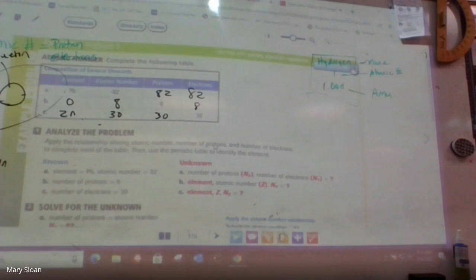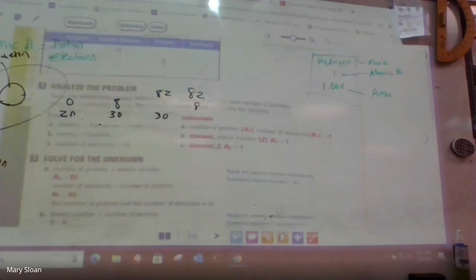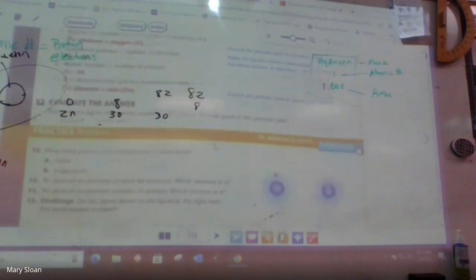I'm going to give you a couple minutes to write that down. So here's what I want you to understand. The atomic number, protons, and electrons are all the same number in an ideal atom. So if you have either the protons, or the electrons, or the atomic number, you can find it on the periodic table. Is everybody good? So that's what that whole page is telling us.